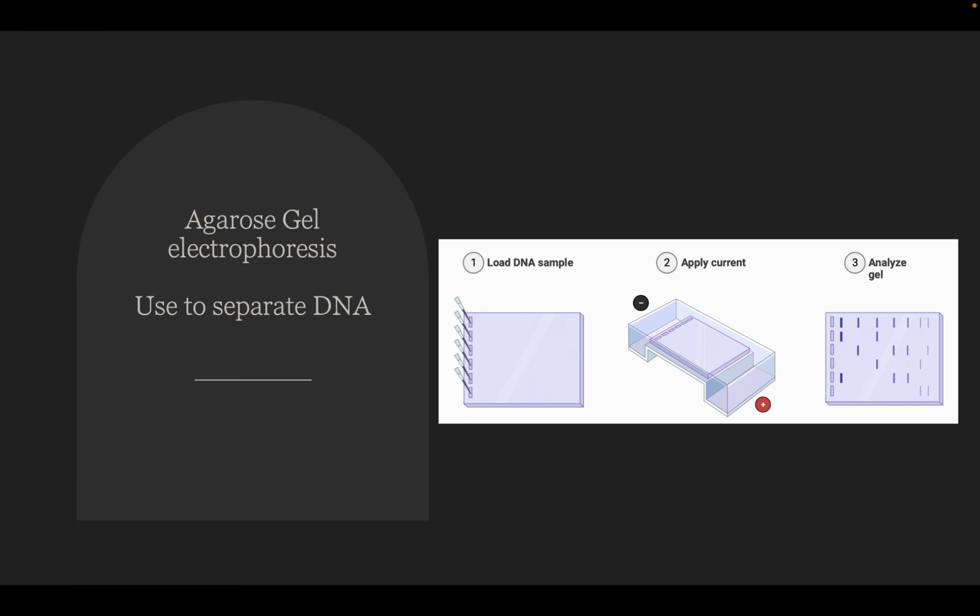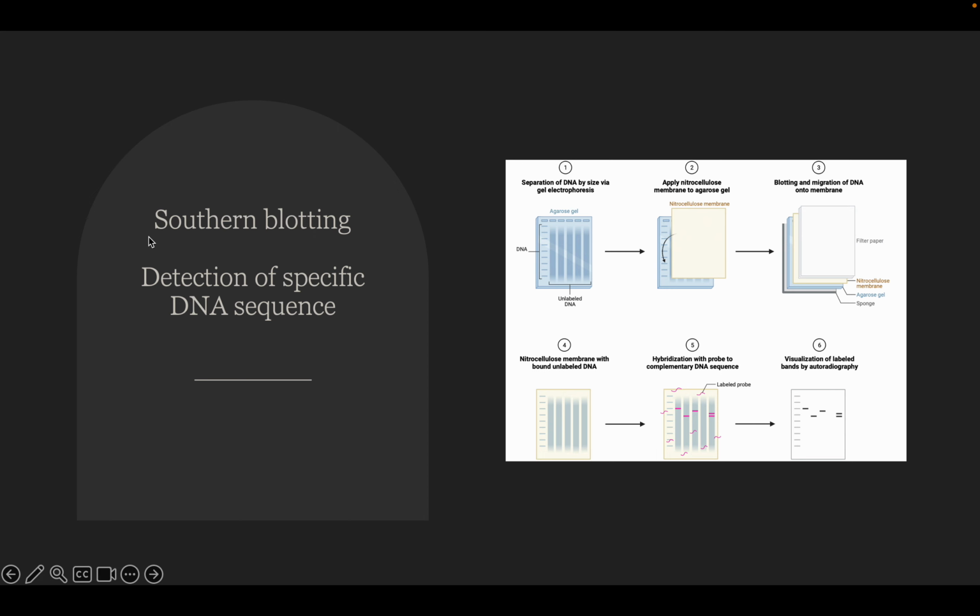But with this technique, you cannot identify what specific DNA is there, like the sequence of DNA, or whether this is the DNA which is of your interest. You cannot identify this. So to identify this, you have to move to another technique which is called Southern blotting. In the beginning this technique is the same, where you have to separate DNA by size using gel electrophoresis, which I have already explained.